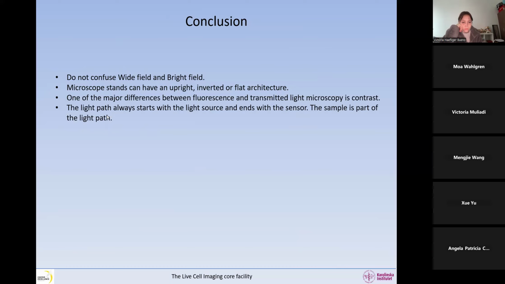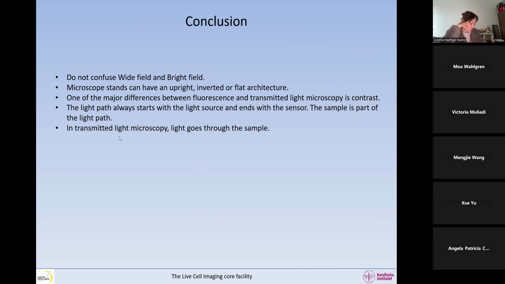When we look at the light path, it always starts with the light source and it ends with the sensor. And the sample is part of the light path. The sample and all sorts of other optical elements are part of the light path. But you need to remember that the microscope manufacturer assumes something from your sample. And the closer you are to this assumption, the better for the images. We will talk about all this in the sample preparation lecture.